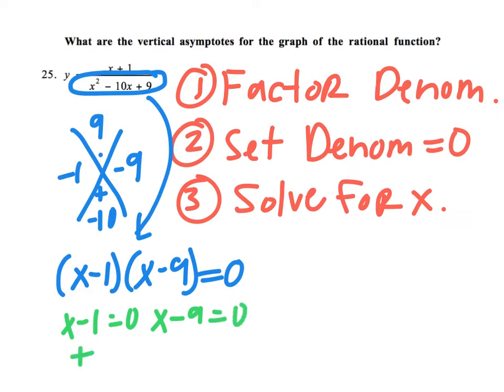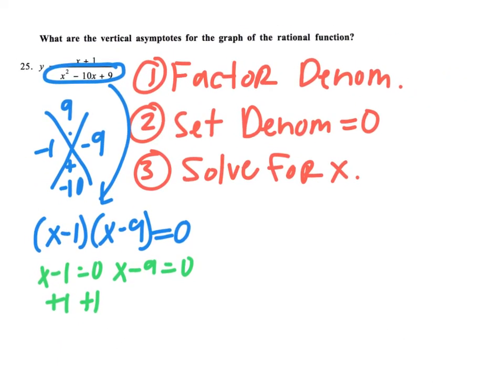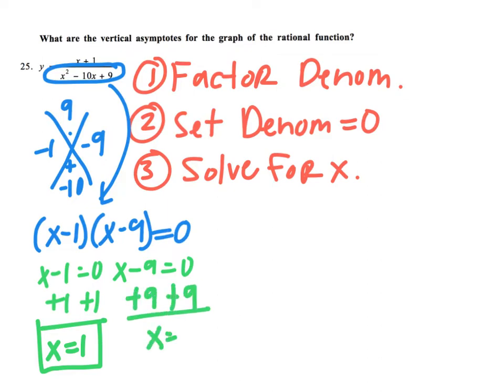For my first one, we're going to add 1 to both sides. When we do that, we get x equals 1. That's going to be my first vertical asymptote. For the second one, we'll add 9 to both sides, and we get x equals 9. And that's going to be my second vertical asymptote. Those are your two solutions. You're good to go.